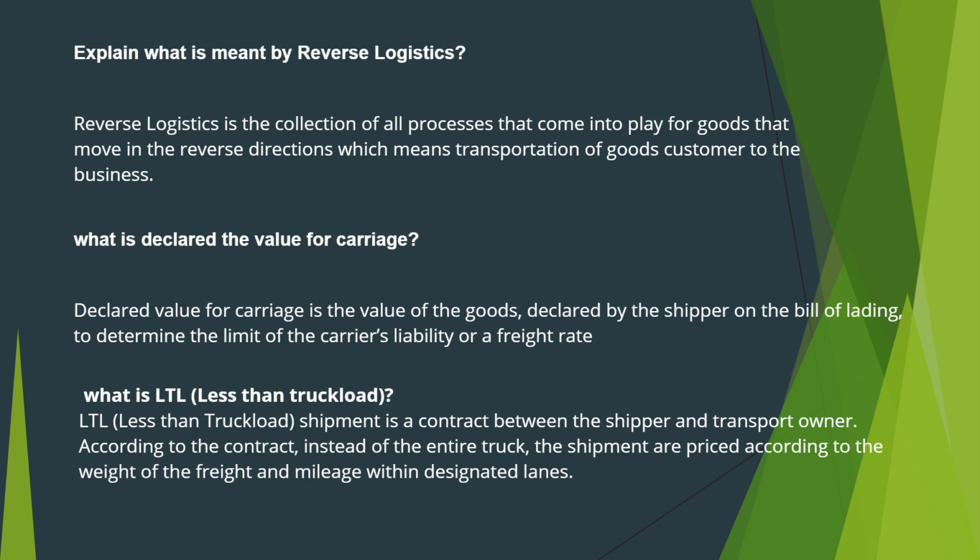What is declared value for carriage? Declared value for carriage is the value of the goods, declared by the shipper on the bill of lading, to determine the limit of the carrier's liability or a freight rate.